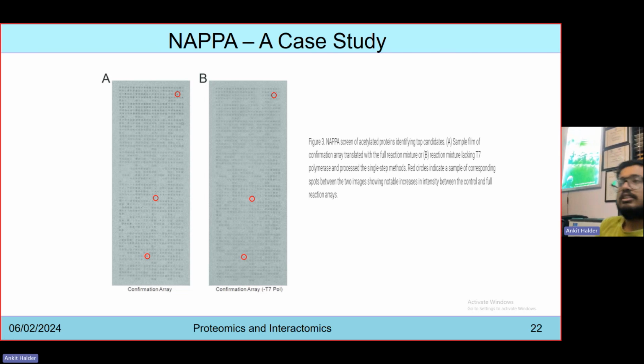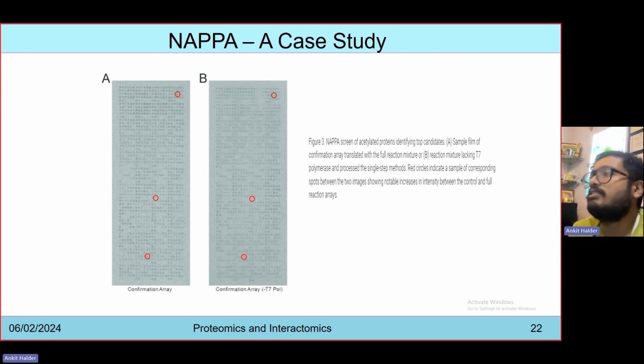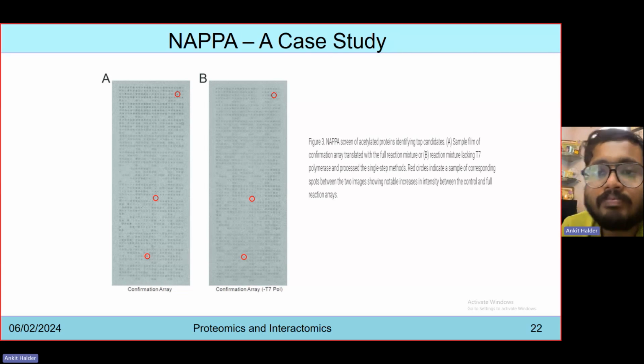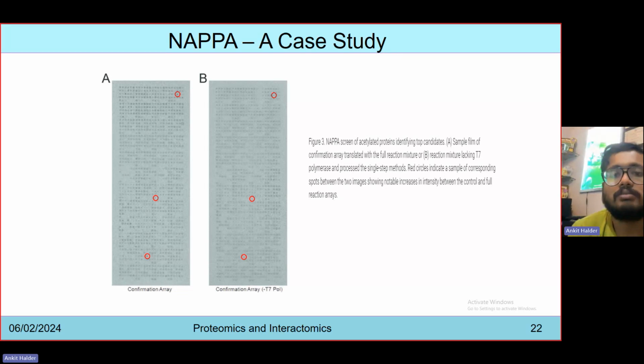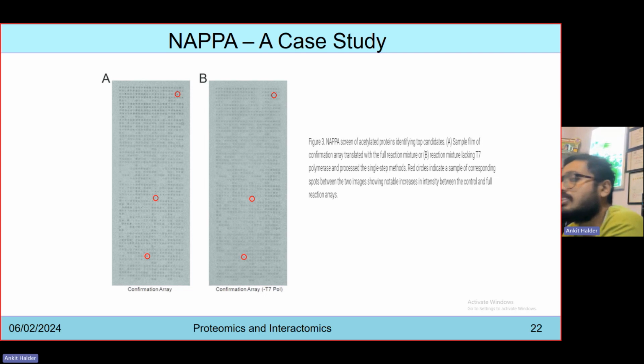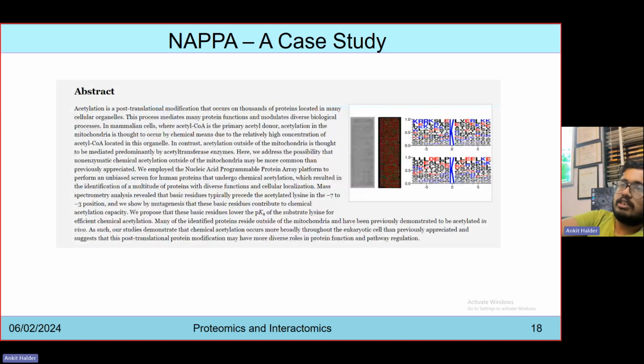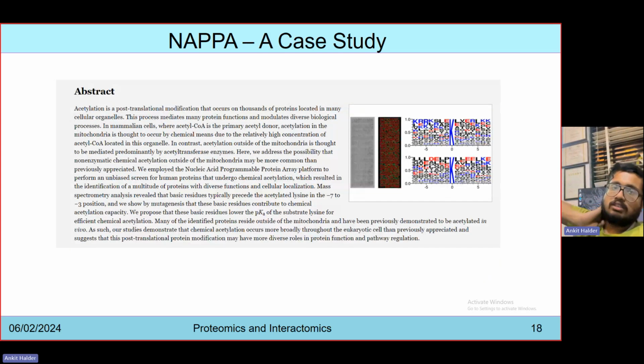So what was the finding? With the help of NAPPA, you can see the top candidate samples in confirmation of the mixture lacking T7 polymerase and the single step methods. The samples show notable increases between the control and the treated, so if there is T7 polymerase, there is an increase in the intensity. So it has been found out. These are some of the examples which I just wanted to highlight for you. You can obviously go to the paper and manuscript and try to find out more.